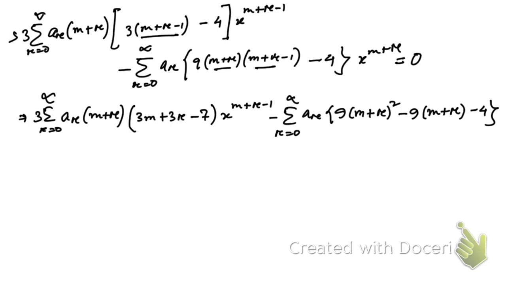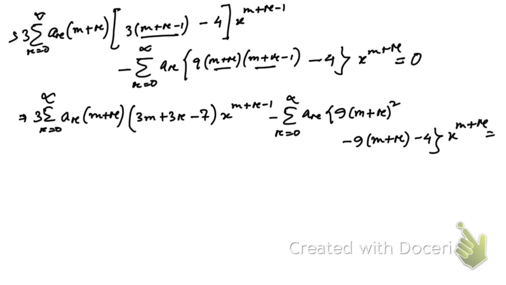I have missed that part. Here you can see, let me write this one here, then we're going to have x to the power m + r, which is equal to 0. So that is what we have got, right? So now let me write these things here.